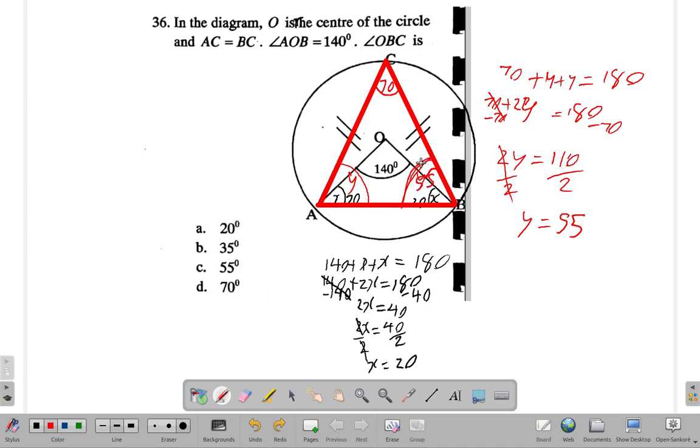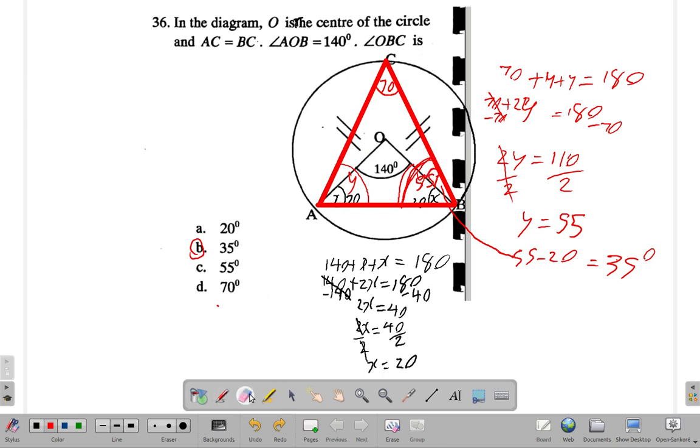Now, if all of this is 55 and this part is 20, then this here must be 55 minus 20. That gives you what? 35 degrees. So the answer would be 35. So that's 35 degrees. All right?